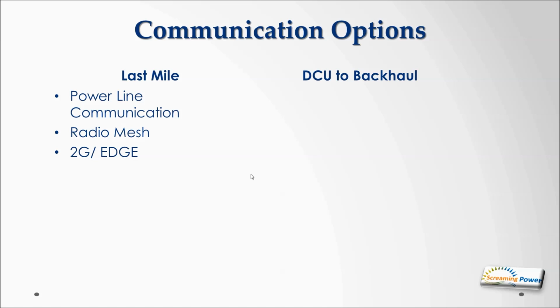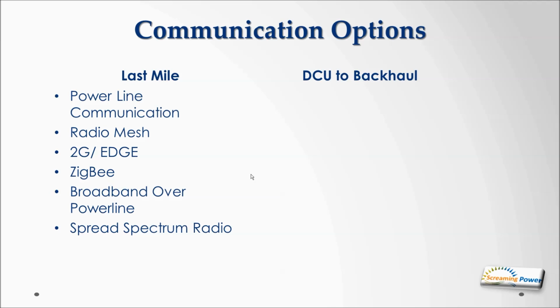We have 2G and Edge, which is public networks, and actually could become quite important because as the telecommunications companies roll out LTE, 3G, 4G, etc., these 2G networks are underutilized, and so they're looking for customers for them. We have unlicensed radio such as Zigbee, and we have more difficult technologies like broadband over power line, spread spectrum radio, and hybrid fiber coax, plus a host of others. I won't go into them all.